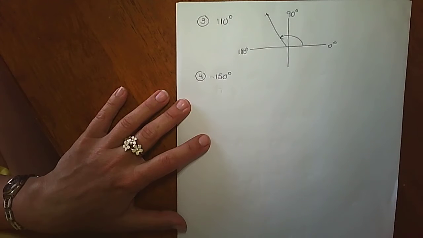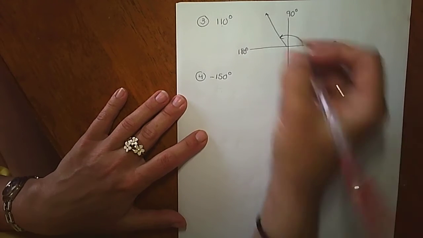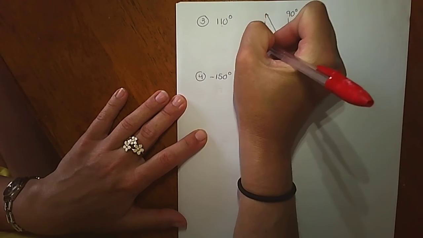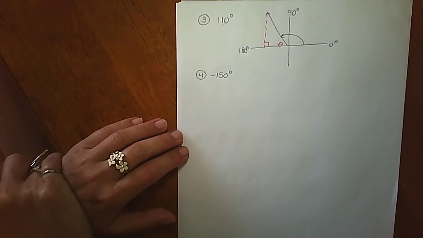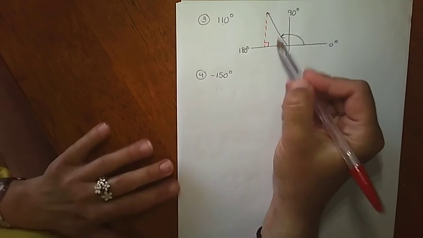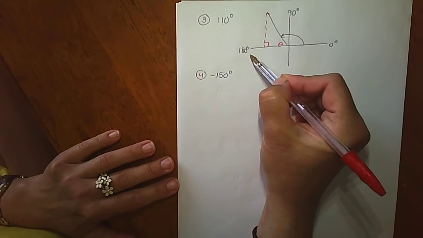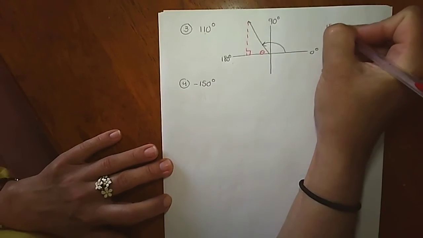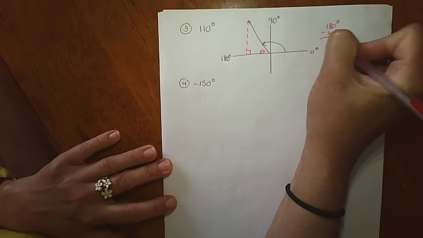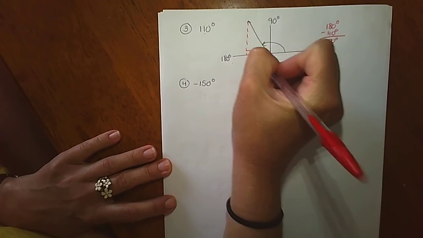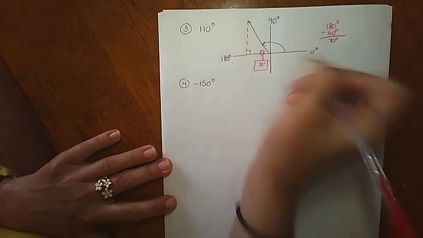Now you need a right triangle. Now where does the right angle always have to touch? The x-axis. All right, so that's my reference angle right there. So notice we're back on this side near 180. So I'm going to do 180 minus 110, right? That means this missing angle is 70 degrees.